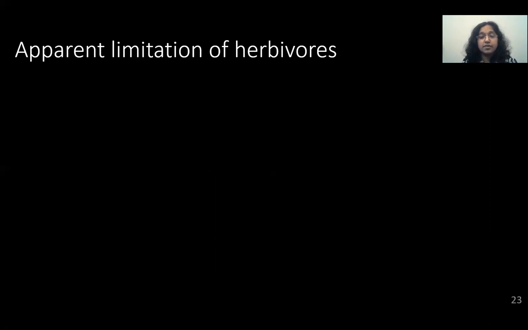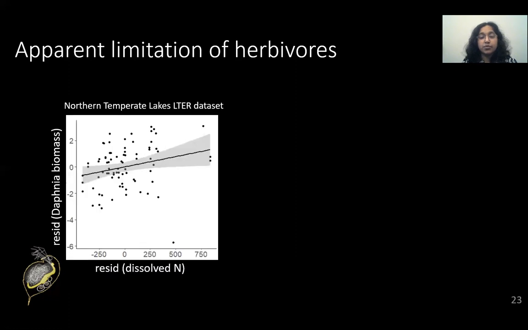Our first example of this is from aquatic systems where primary productivity is limited by nitrogen and phosphorus. Daphnia are common zooplankton grazers in freshwater lakes that are strongly phosphorus limited but unlikely to be nitrogen limited. We analyzed a long-term data set on Daphnia abundance, dissolved nitrogen and phosphorus from Northern Temperate Lakes LTER and found that Daphnia biomass was positively associated with dissolved nitrogen even after accounting for phosphorus availability in the system, as shown in this graph. The axes are both residuals, meaning that variance explained by P has already been accounted for.